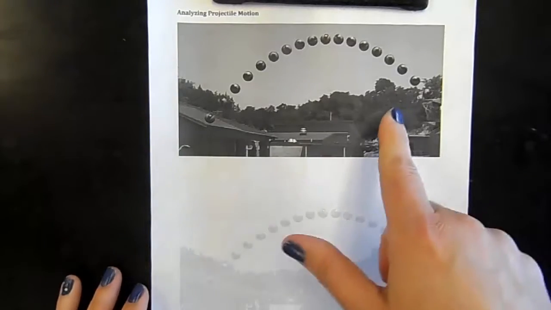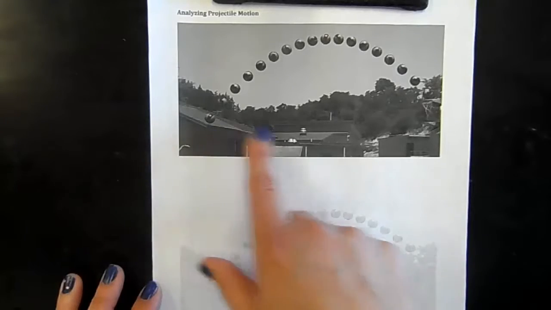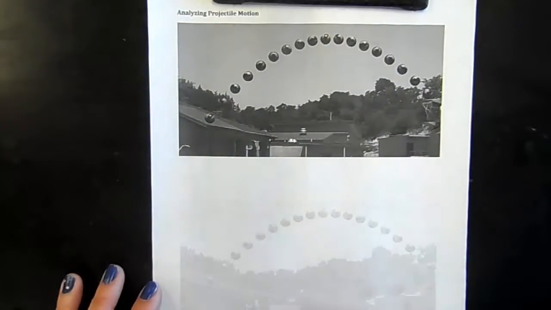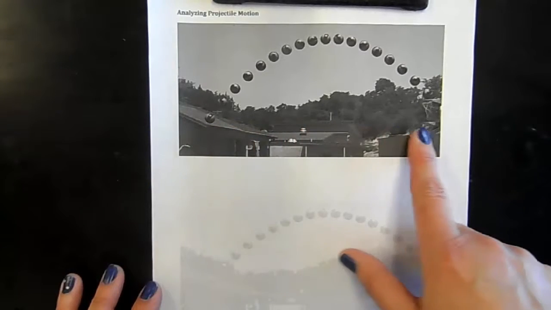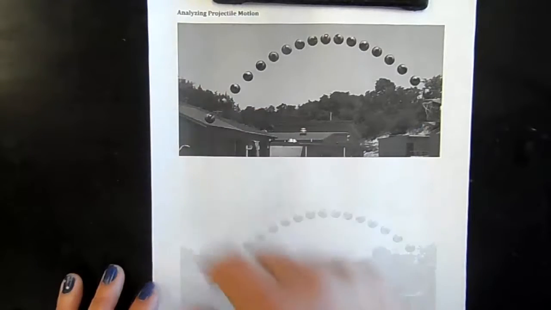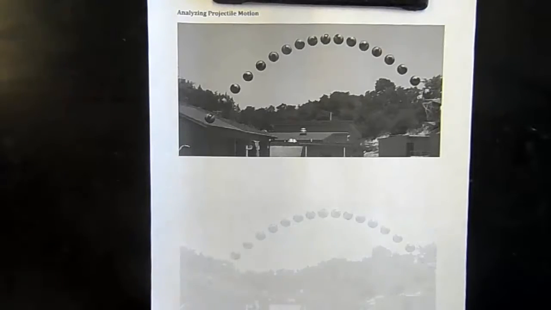Now basically this is a motion map, right? So typically our motion maps again are in some straight line, but this one is going off in different directions. So if we break this apart and talk about the motion going in the horizontal and talk about the motion going in the vertical, that will help us describe this overall motion. So let's start with the horizontal.